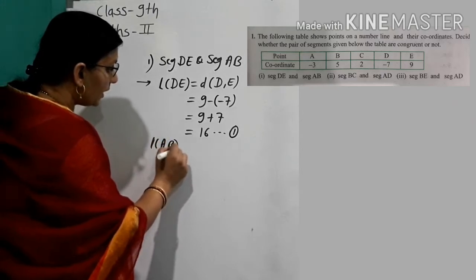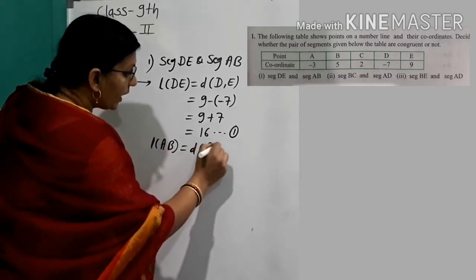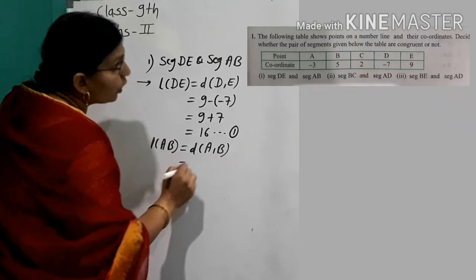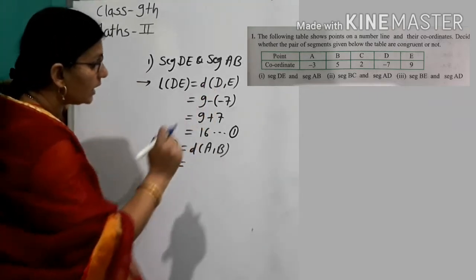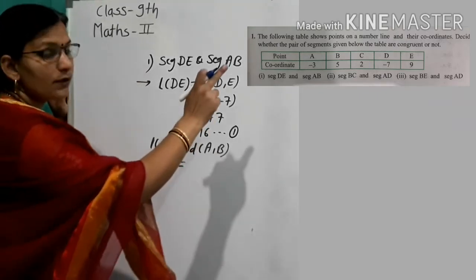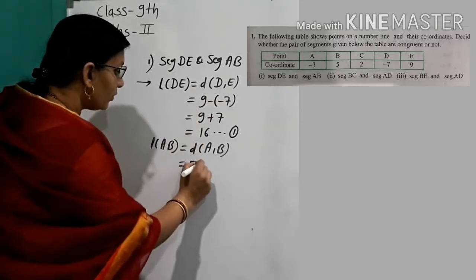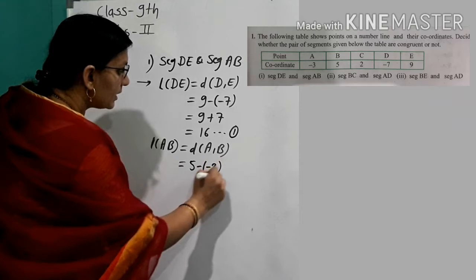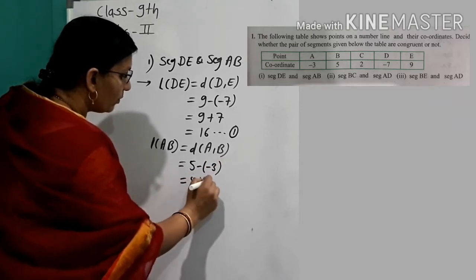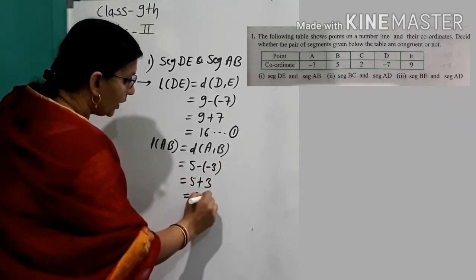Then find the length of AB. Length of AB means the distance between point A and B. Coordinate of A is -3. Coordinate of B is 5. Greater coordinate is 5. That is 5 minus -3 equals 5 plus 3 equals 8.